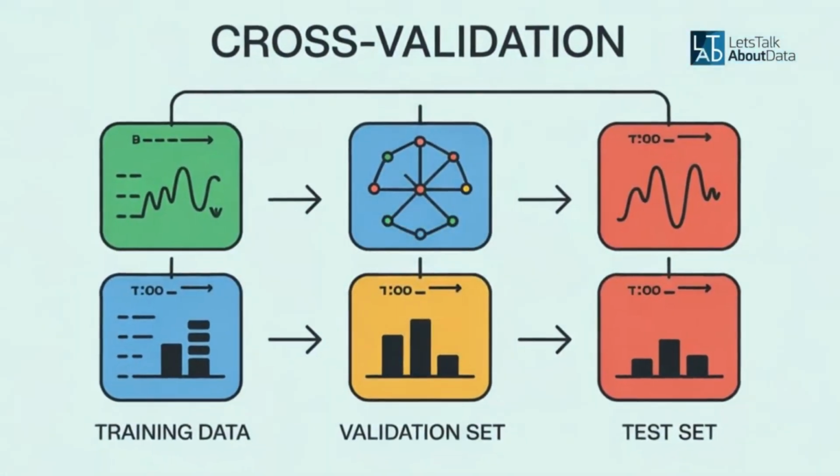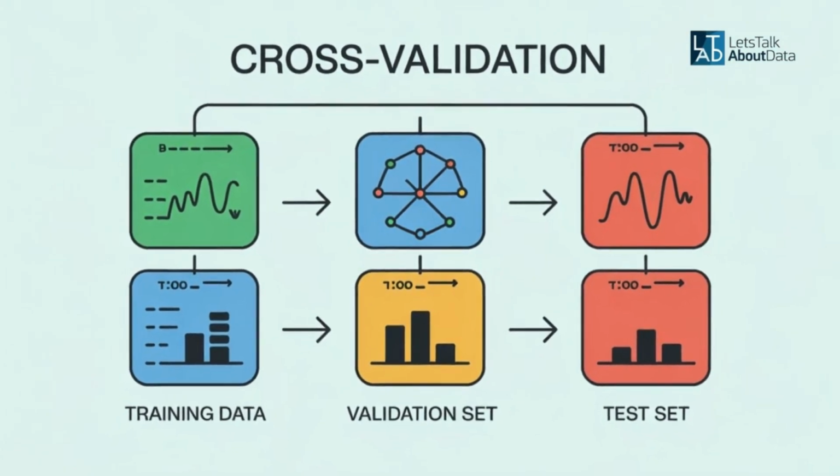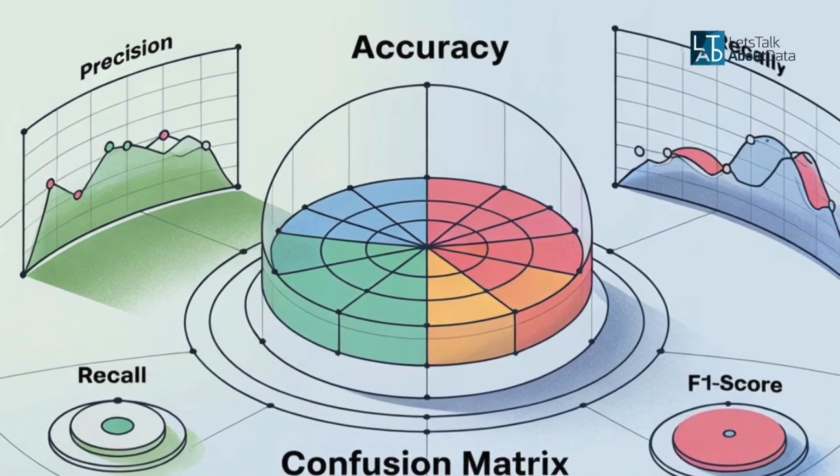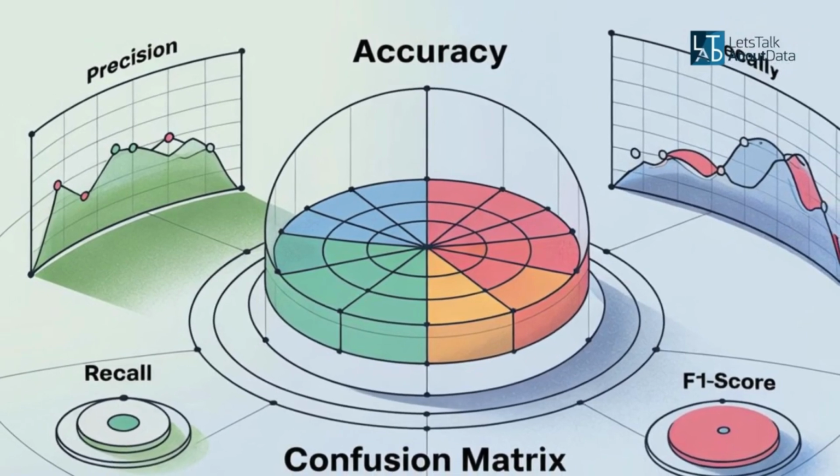What is cross-validation? Cross-validation is the technique used to assess how well a machine learning model generalizes to unseen data. K-fold cross-validation splits the data into K parts. The model is trained K times, each time using K-1 parts of the data and testing on the remaining part. Evaluation metrics: accuracy, proportion of correctly predicted instances, precision, recall, and F1 score, important for imbalanced datasets. Mean squared error, MSE, for regression tasks.